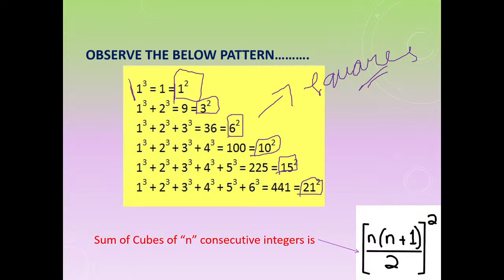So 1 cube. Now what is 1 cube? 1 times 1 times 1, that is 1. Now 1 cube plus 2 cube: 1 plus 8. What is 1 plus 8? 9. Now we can write this 9 as the square root of 9, right? What is the square root of 9? 3 square. And so on. This is a kind of pattern.